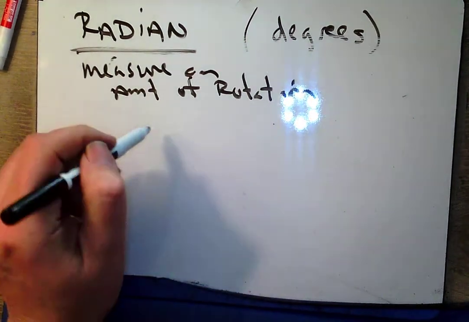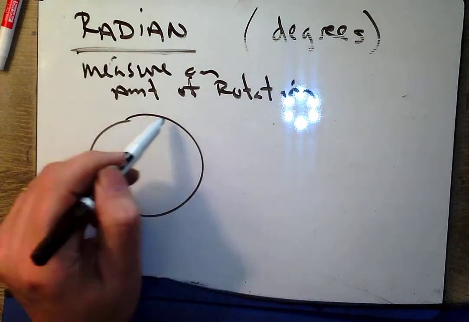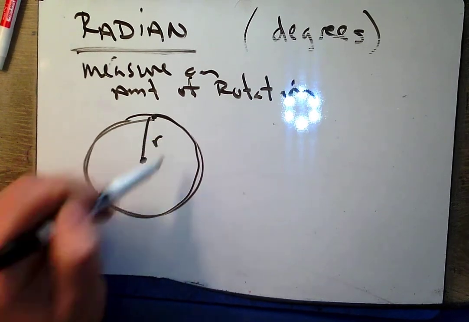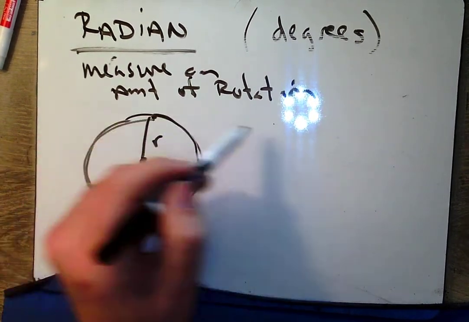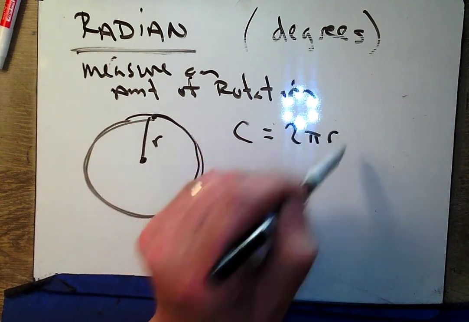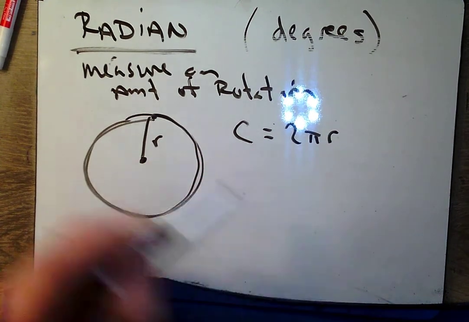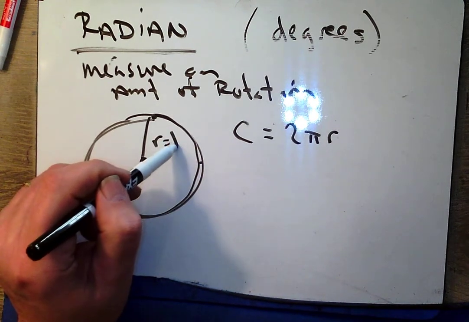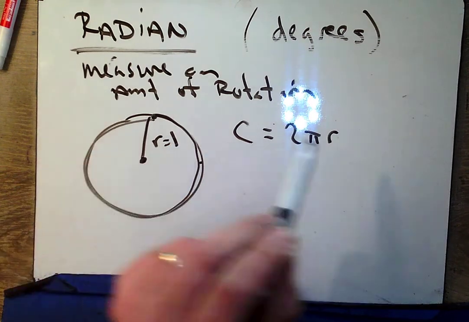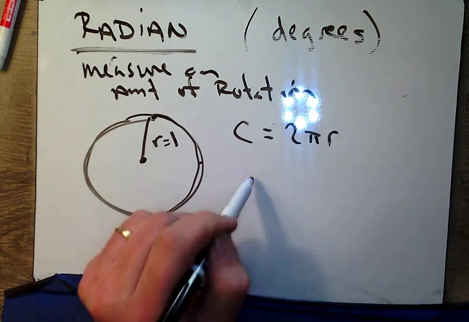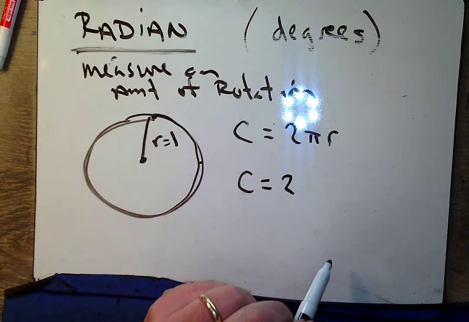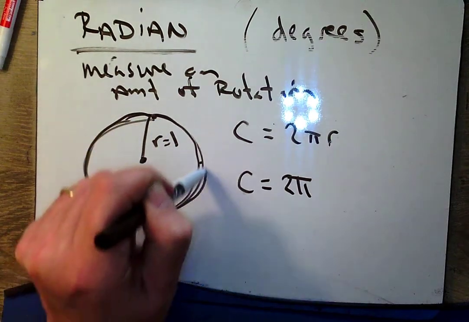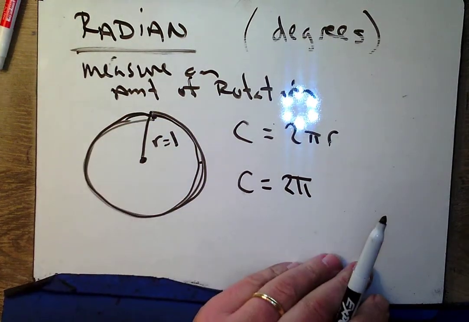Okay, so here's what I want to look at. What's the distance from here all the way around to here? I remember we learned the formula for it. This thing is called circumference. Circumference is 2 pi r. Okay, well, if the radius is 1, then the circumference is 2 pi. Now, what does that mean? That means that to go all the way around, I've got 2 pi.